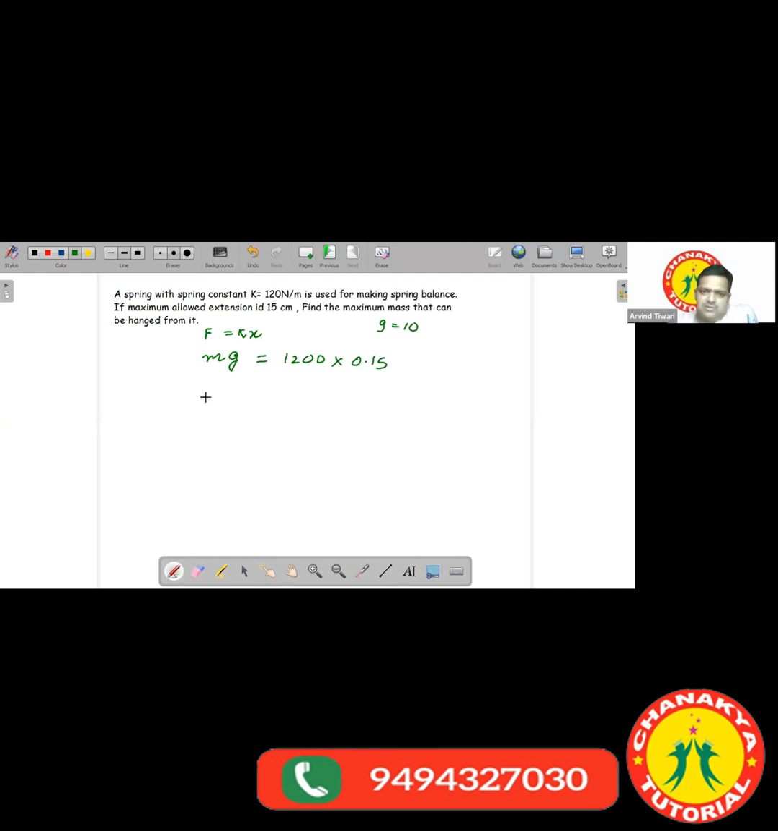So the mass that can be hanged will be equal to 1200 multiply 0.15 over 10. So you have 12 multiply 15 by 10. Can cancel it. Have 6. You have 18 kilogram. So the maximum mass that can be measured through this spring balance is 18 kilogram, right?